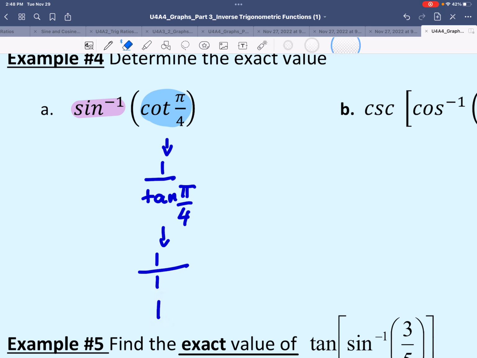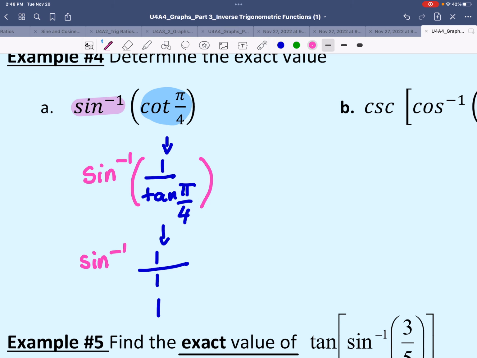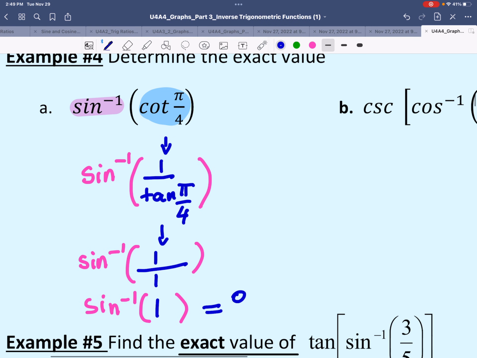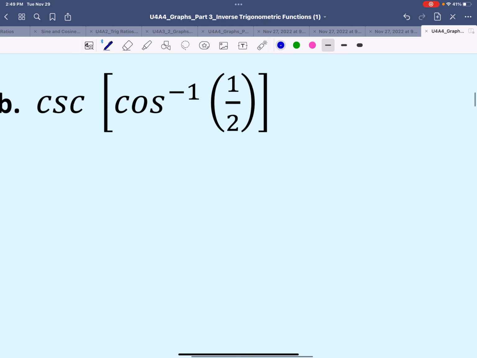Now, remember that the expression here involves also inverse sine, which means that what we are trying to do here is take the inverse of this expression inside the brackets. So the inverse of 1, in other words. So use the calculator at this point, and inverse sine of 1 would be 90 degrees, or pi over 2 radians.